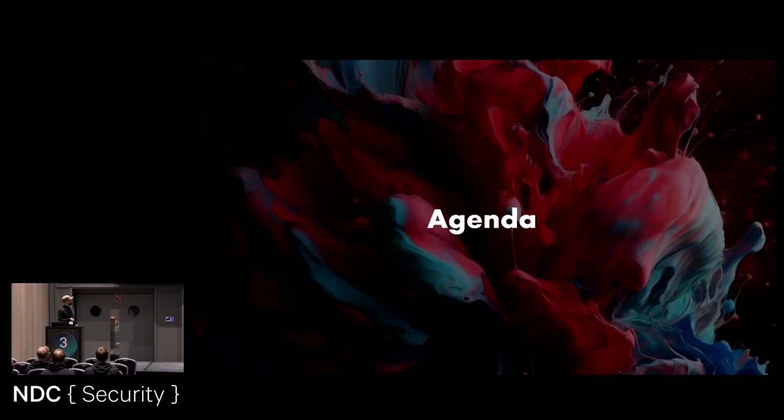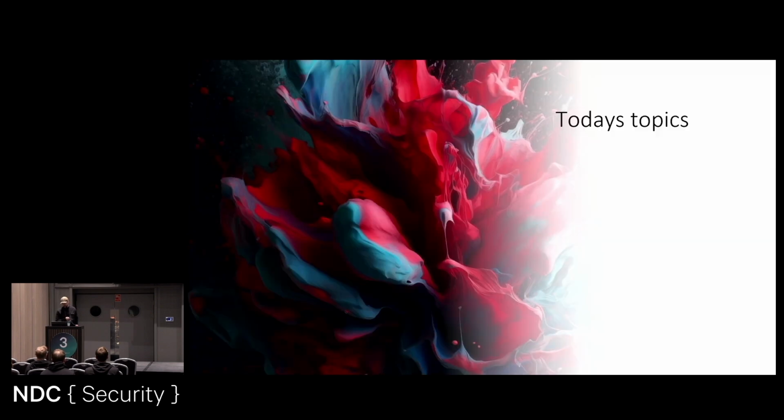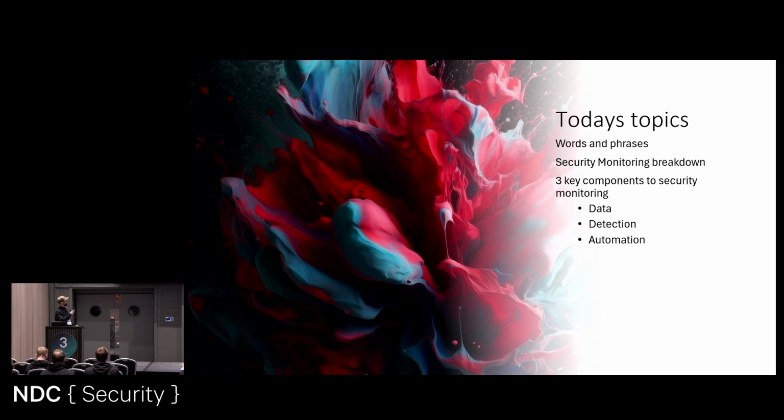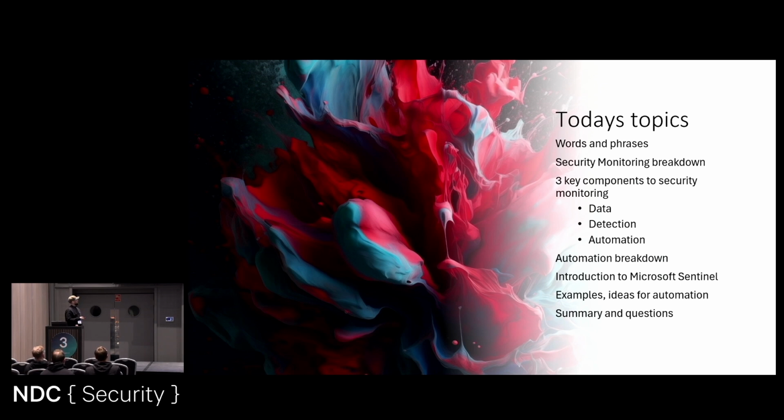The agenda on slide 22 or something is going to be words and phrases. For those of you who don't work in security monitoring, I will be explaining some of the phrases I'll use, so nothing is lost in translation. I'll explain security monitoring, how it works. We will look into data and detection, because it's also an important part, and then we will run into automation with a breakdown. I will use Microsoft Sentinel as an example, so I will introduce it a little bit, and then give you some examples, ideas, hopefully to trigger you, and do a summary at the end.